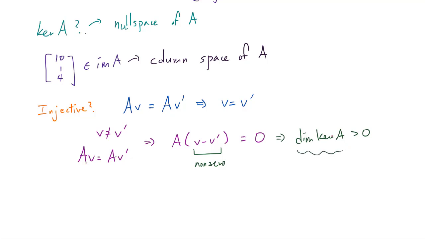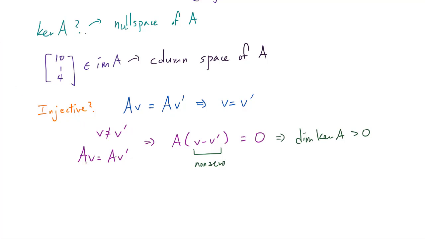If the dimension of the kernel of A happens to be positive, so you have a non-zero vector in the kernel, then A cannot be injective. So what this is telling us is that the question of injectivity is really the question of checking whether the dimension of the kernel of A is 0 or not, which we of course should be able to do if we can compute the kernel of A.